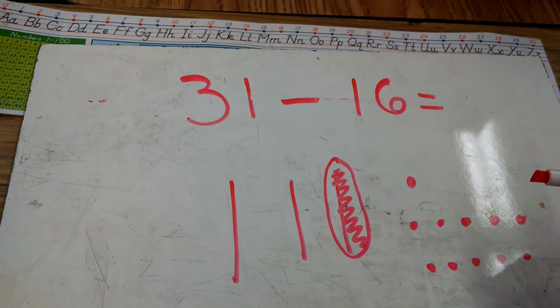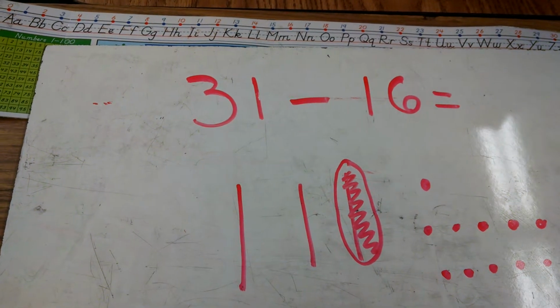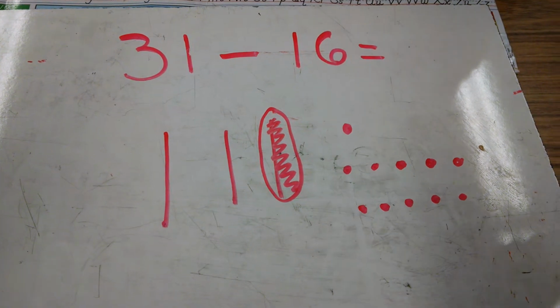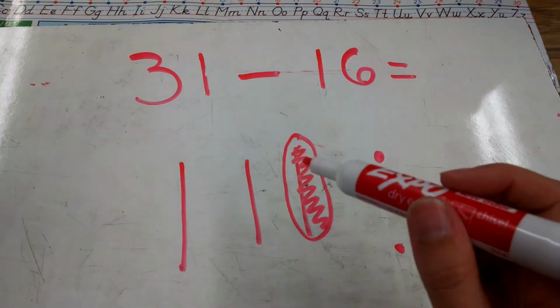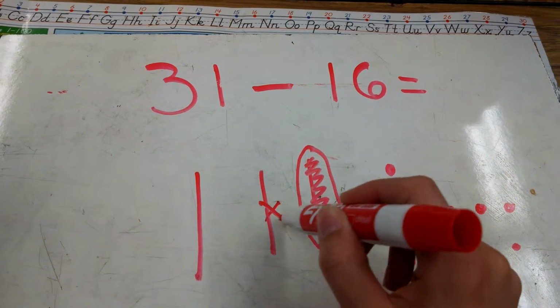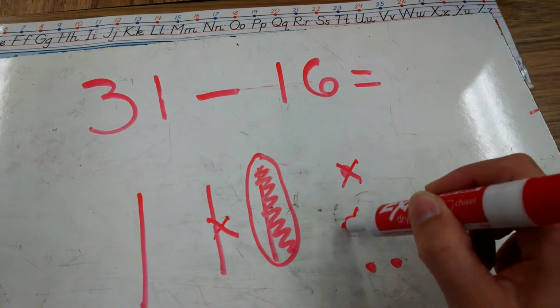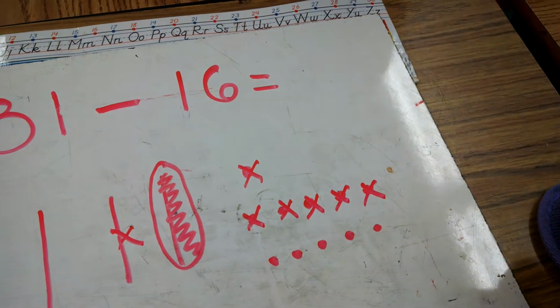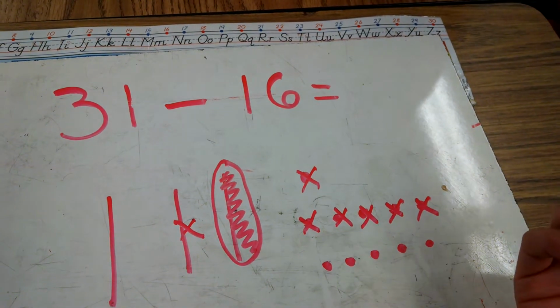Now I can ask myself the question again, do I have enough to take away 16? And the answer would be yes, I do. So now I would go ahead and start crossing out the ones I'm going to subtract. So I'm going to take away 10, 11, 12, 13, 14, 15, 16. And the rest of the numbers I have left would be the difference.